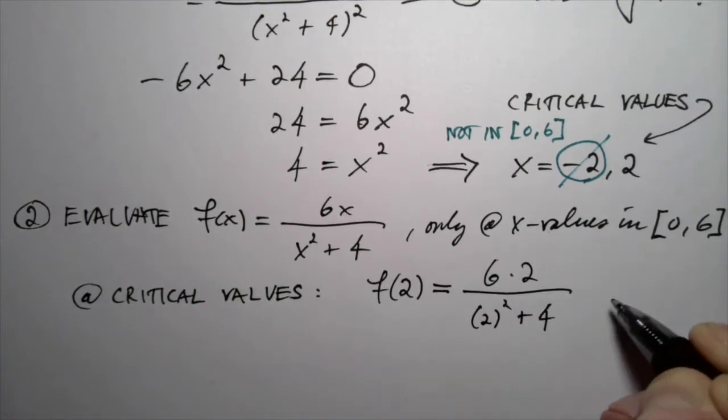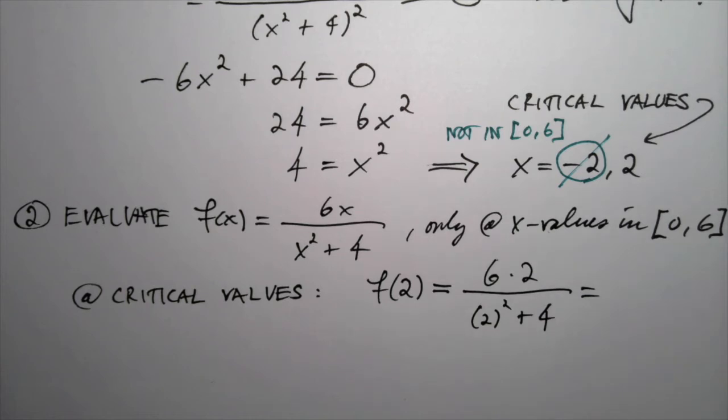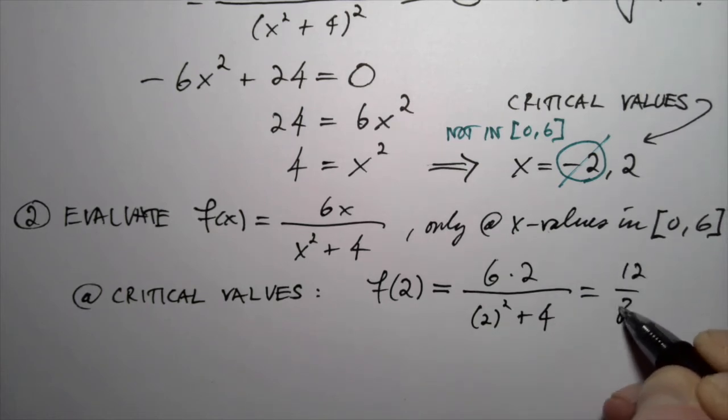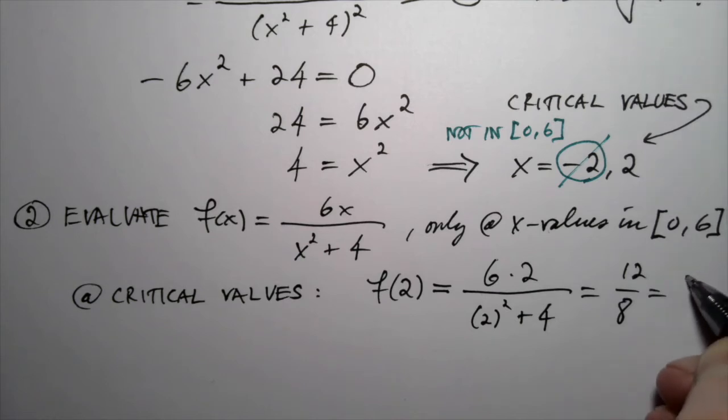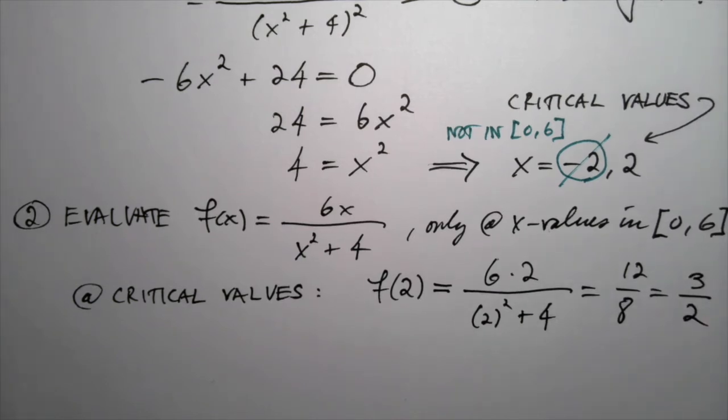What happens if you plug in x equals 2? Here we go. We have 6 times 2, that's 12, divided by 2 squared plus 4, and that's 8. So the output of the function is 12 over 8, and dividing out, canceling a factor of 4 from top and bottom, we get 3 over 2. That's the output of the function at the critical value 2.